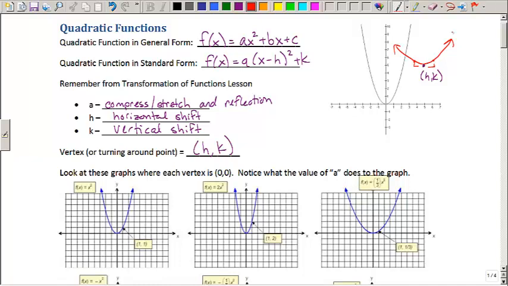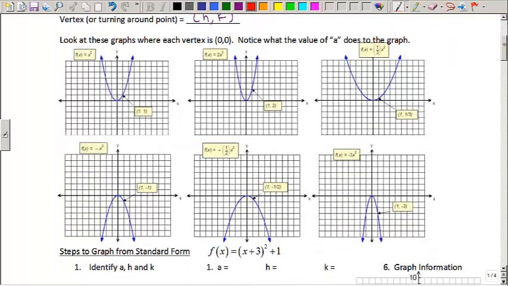We're going to be doing a little bit of the same thing, although I'll be asking you to find some more information like the x-intercepts, the y-intercepts. We're going to be talking about the axis of symmetry, the domain and range, and maxes and mins. First, let's take a look at these graphs where each graph's vertex is 0, 0. Now notice what a does to the graph.